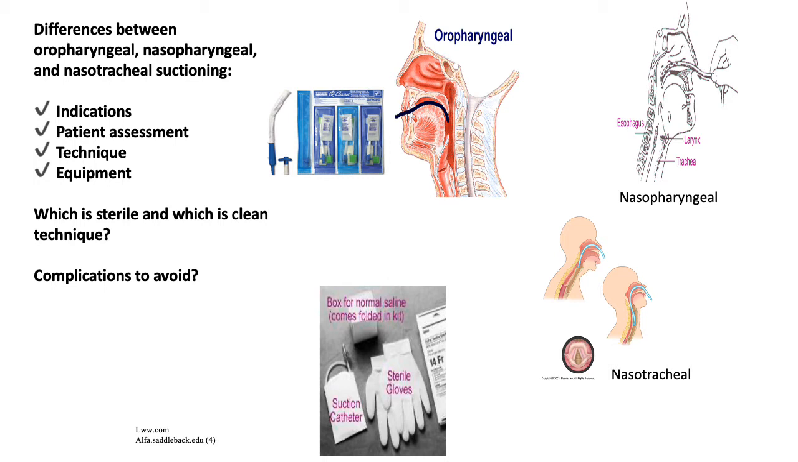Okay, and we'll just talk briefly about how far to insert the catheter. If you're doing nasopharyngeal suctioning, you would insert the catheter around 6 inches. You can measure it going from the tip of the nose to the angle of the mandible, and that's about how far it needs to be inserted. If it's nasotracheal, down to the trachea, it's going to go a little deeper, maybe around 8 inches.